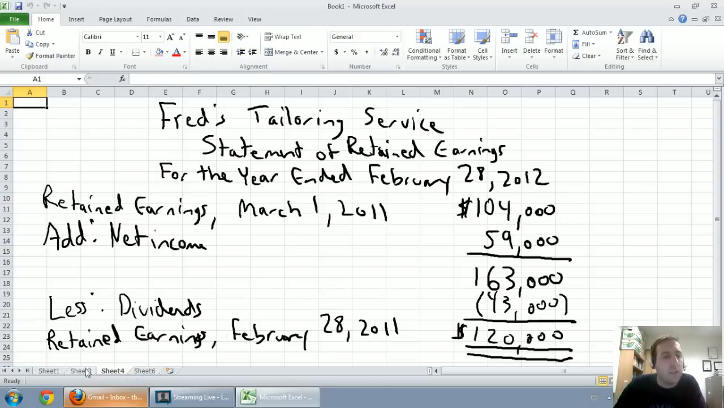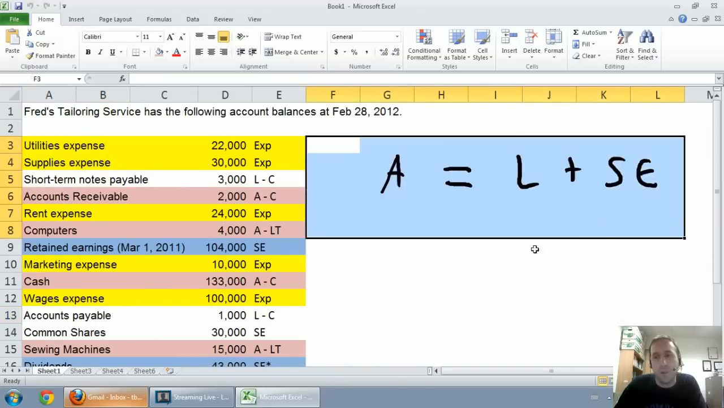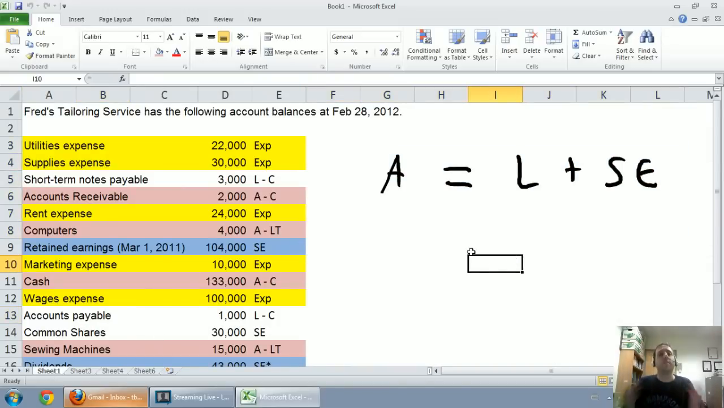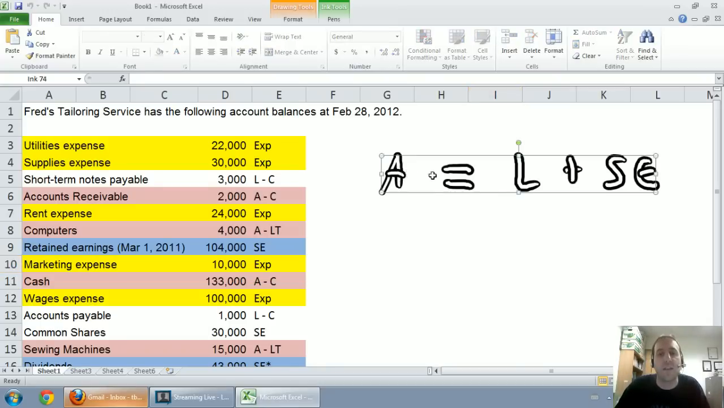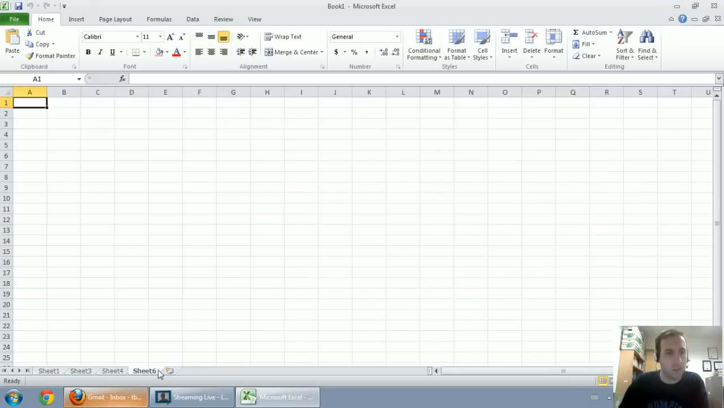The final statement, again, is the balance sheet. And what the balance sheet does, and I've already written it here, is it summarizes this relationship very nicely. It summarizes the relationship of assets equals liabilities plus shareholders' equity. So on one side of the balance sheet, we're going to list the assets. On the other, we're going to list the liabilities and the shareholders' equity. And you're going to see that assets do indeed equal liabilities plus shareholders' equity. So, let's go ahead and prepare a balance sheet.